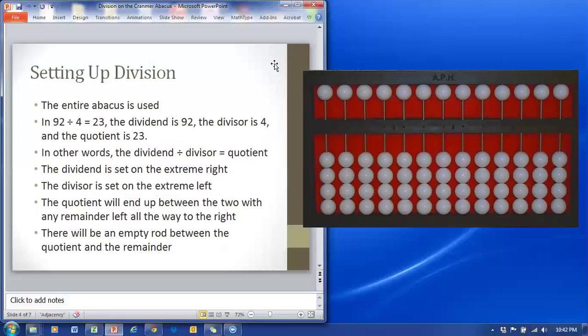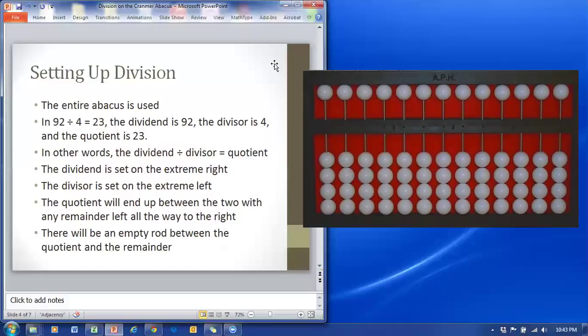When you're setting up a division problem, the entire abacus is going to be used. Let's look at a division problem and talk about those terms. In 92 divided by 4 equals 23, the dividend is the 92, the divisor is the 4, and the quotient is the 23. In other words, the dividend divided by the divisor equals the quotient.